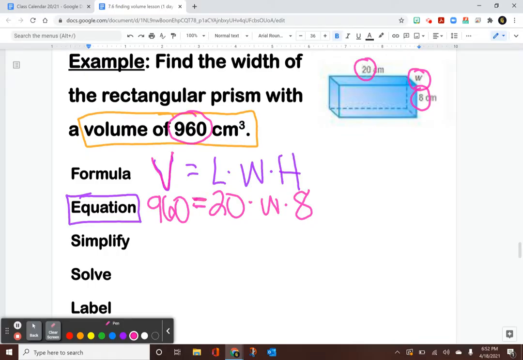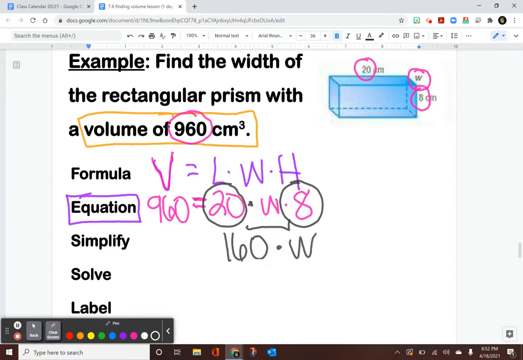I'm going to simplify. I can multiply like terms together. A 20 times an 8, because those are constants. 20 times 8 is a 160. And then just put the little multiply by W on the end of that. The other side is still a 960.